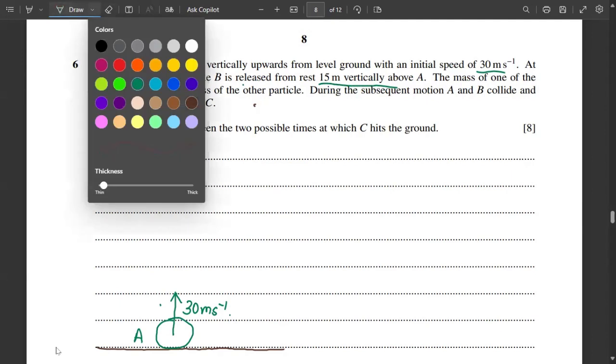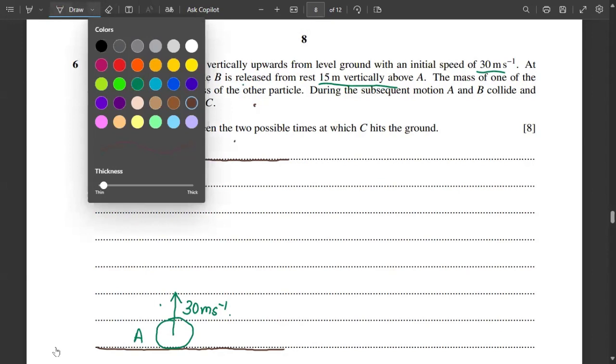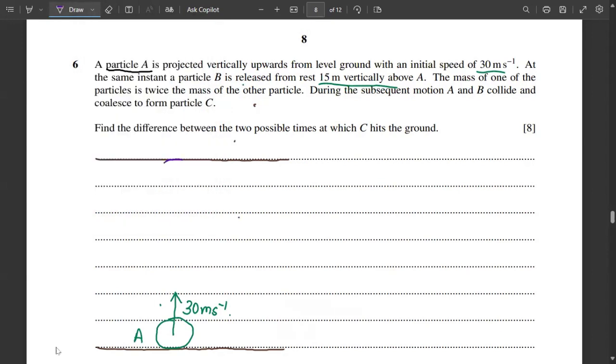Okay. So particle B will be somewhere here. It is dropped from rest. One second, let me draw this again. This is dropped from rest.